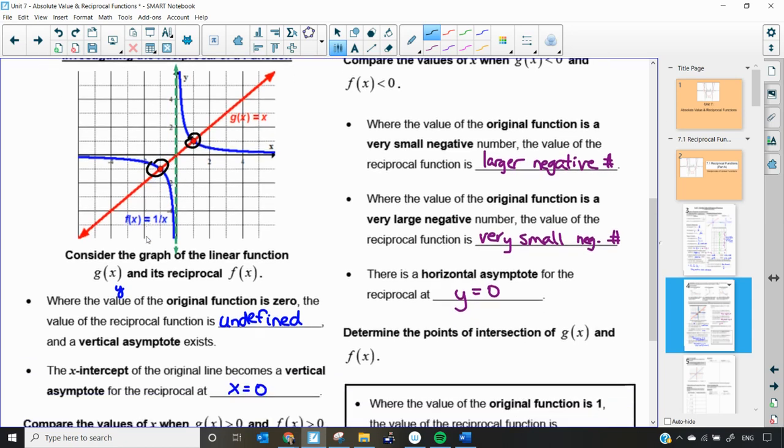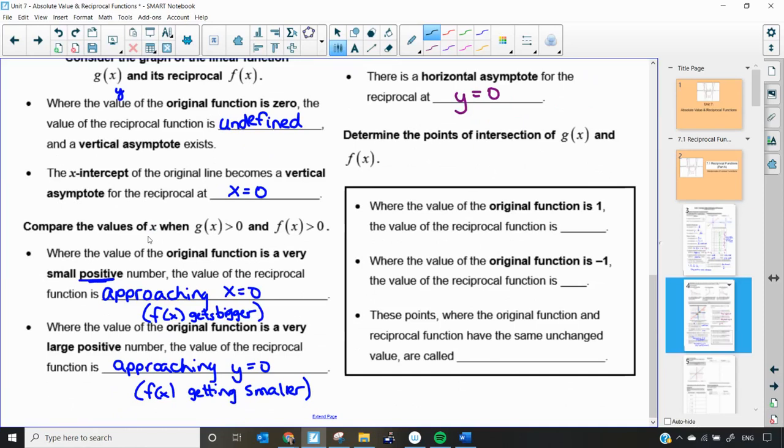So if you remember from our chart on the previous page, when we take the reciprocal of 1 or -1, the number stays the same. So where the value of the original function is 1, the value of the reciprocal function is also +1. And where the value of the original function is -1, the value of the reciprocal function is also -1. Now, these are special points. These points are where the original function and the reciprocal function stay the same, and these are called invariant points. I introduced that on the last page, but an invariant point is where the points from the original function and the reciprocal function stay the same.